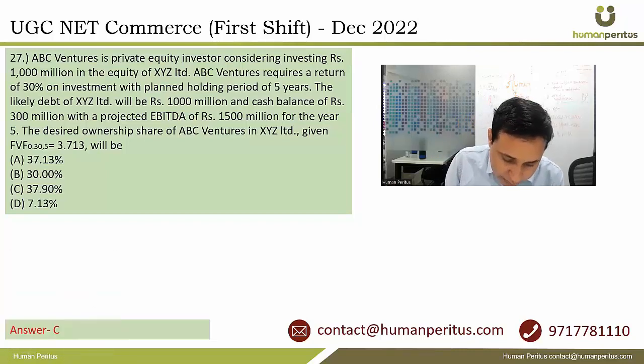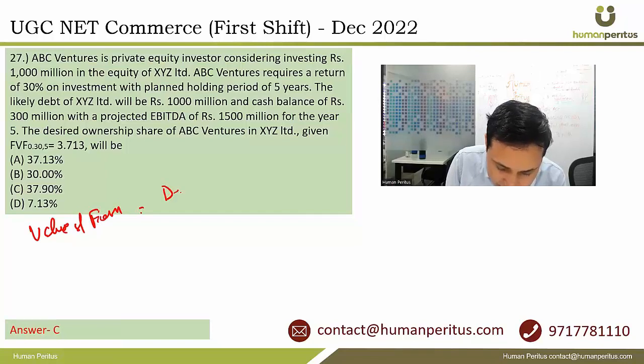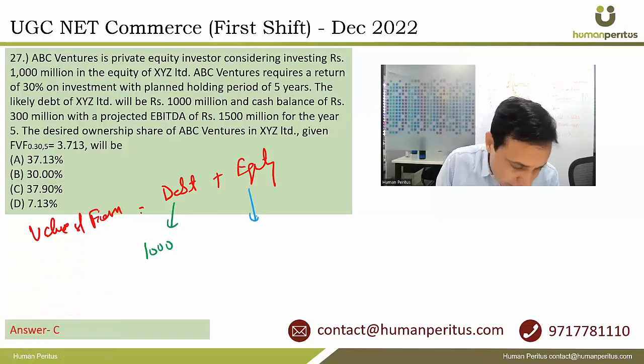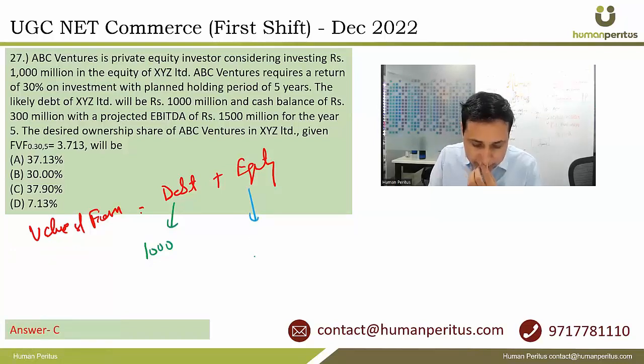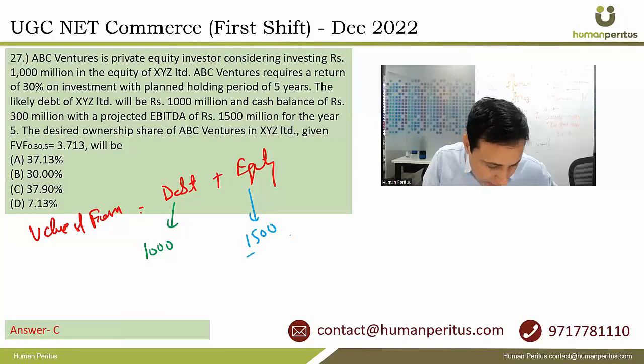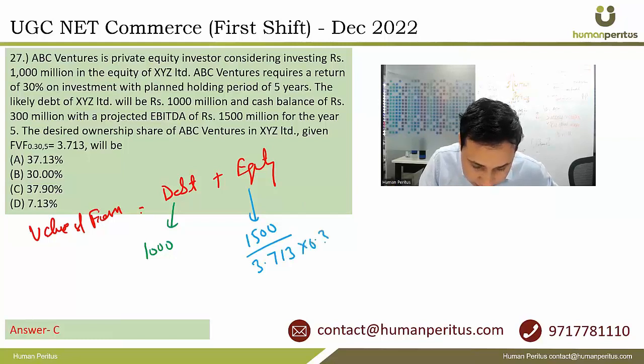So guys, what is the value of the firm? Value of the firm is nothing but value of debt plus value of equity. How much is debt? It is given that the debt is 1000 million. And what is the value of equity? It can be found out by EBITDA by cost of capital. So EBITDA is 1500 divided by 3.713, considering the future value factor, into 0.30 required rate of return, and plus there is also some cash with the firm, a cash balance of 300 million. So the value of equity will come out to be 1646.